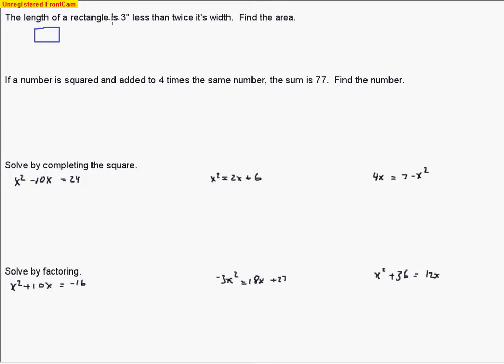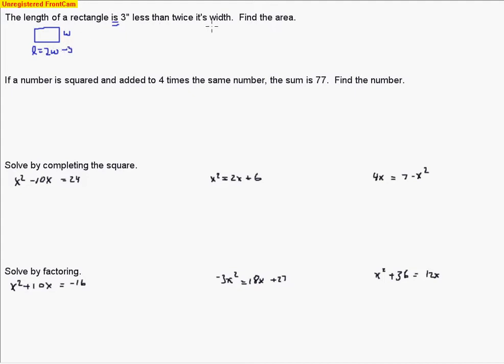When you see the word is, think of equals. So L equals 3 less than twice its width. If I say W is the width, the expression for the length would be twice W, so 2 times W, minus 3. So 3 less than means you're taking 3 away from twice the width.